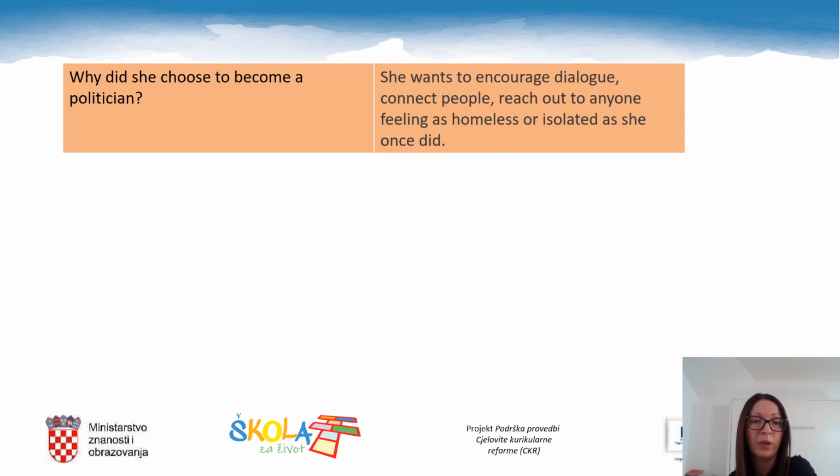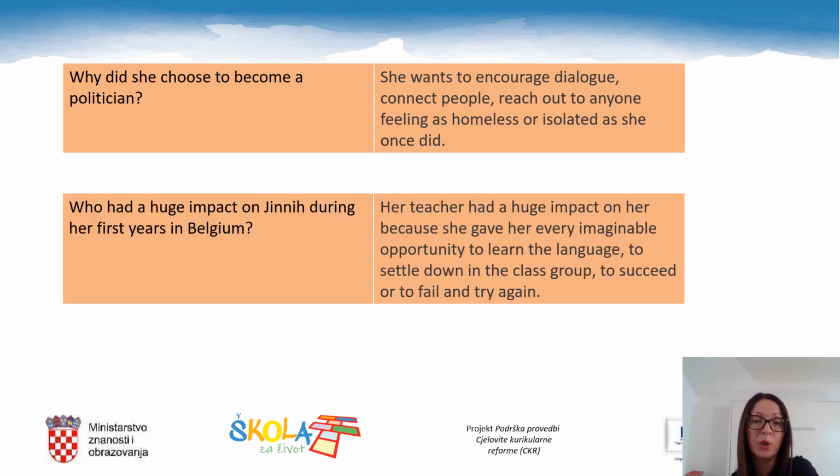Question number 4, why did she choose to become a politician? She wants to encourage dialogue, connect people, reach out to anyone feeling as homeless or isolated as she once did. And our last question, her teacher had a huge impact on her because she gave her every imaginable opportunity to learn the language, to settle down in the class group, to succeed or to fail and try again.